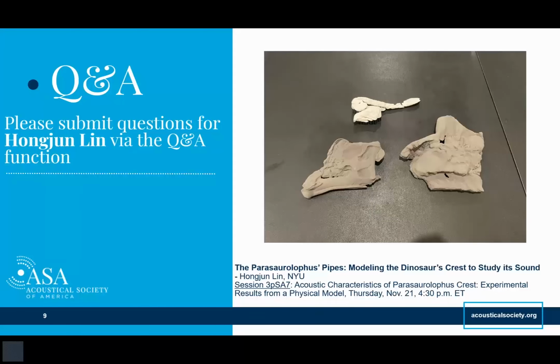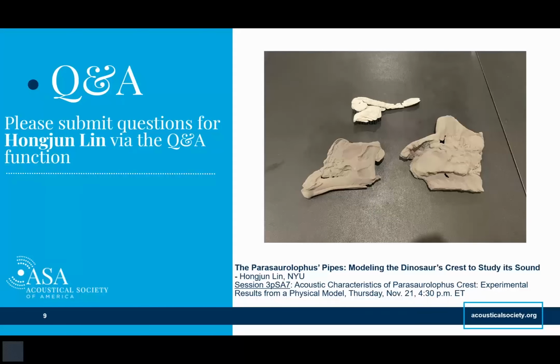The influence by the study of other kinds of animals is more or less on the modeling aspect. There are actually a lot of researchers modeling birds with similar structures as pipes, and that's where I got my inspiration from.